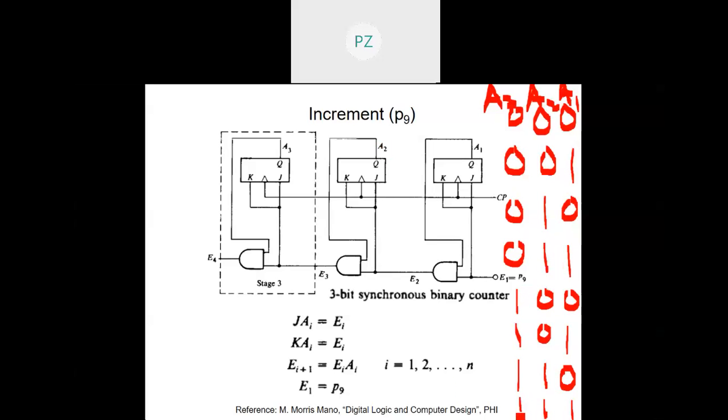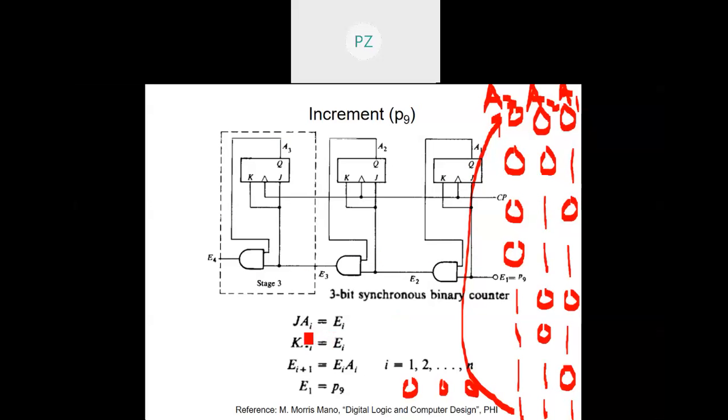Again it will toggle, the next stage would be 000, and the cycle will repeat. It will go back to this place, right? So you see it toggles again when both of them are 1. So this is the 3-bit synchronous binary counter. We have discussed it in detail already. It is just that I'm revising it quickly today.